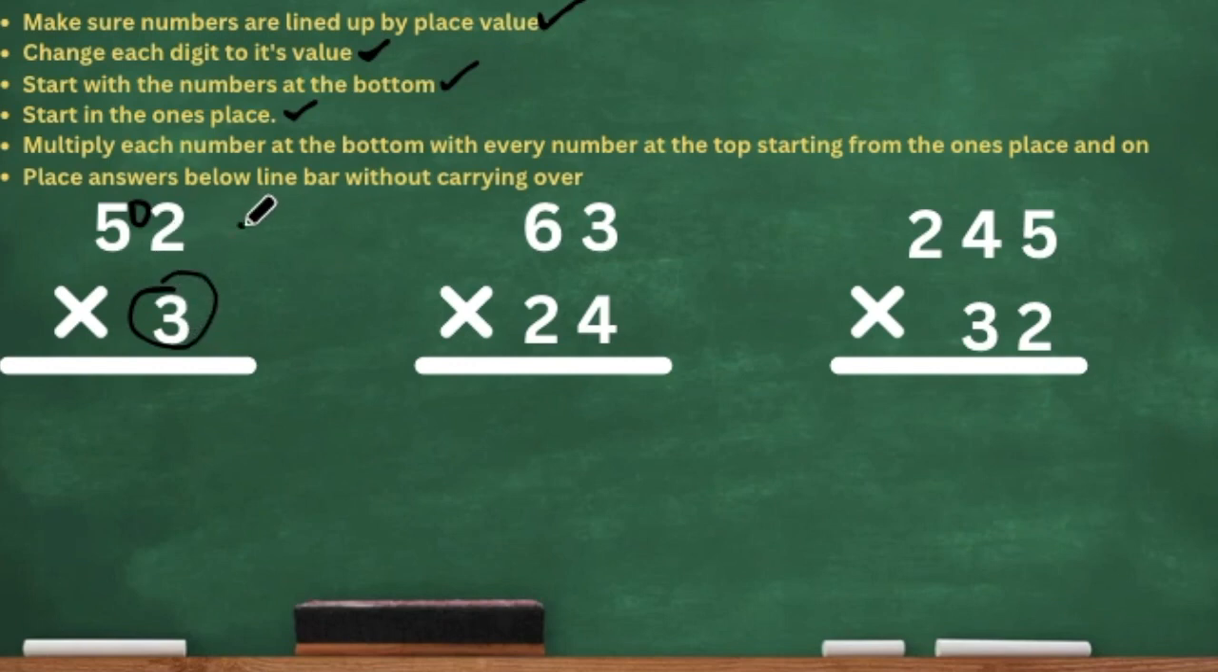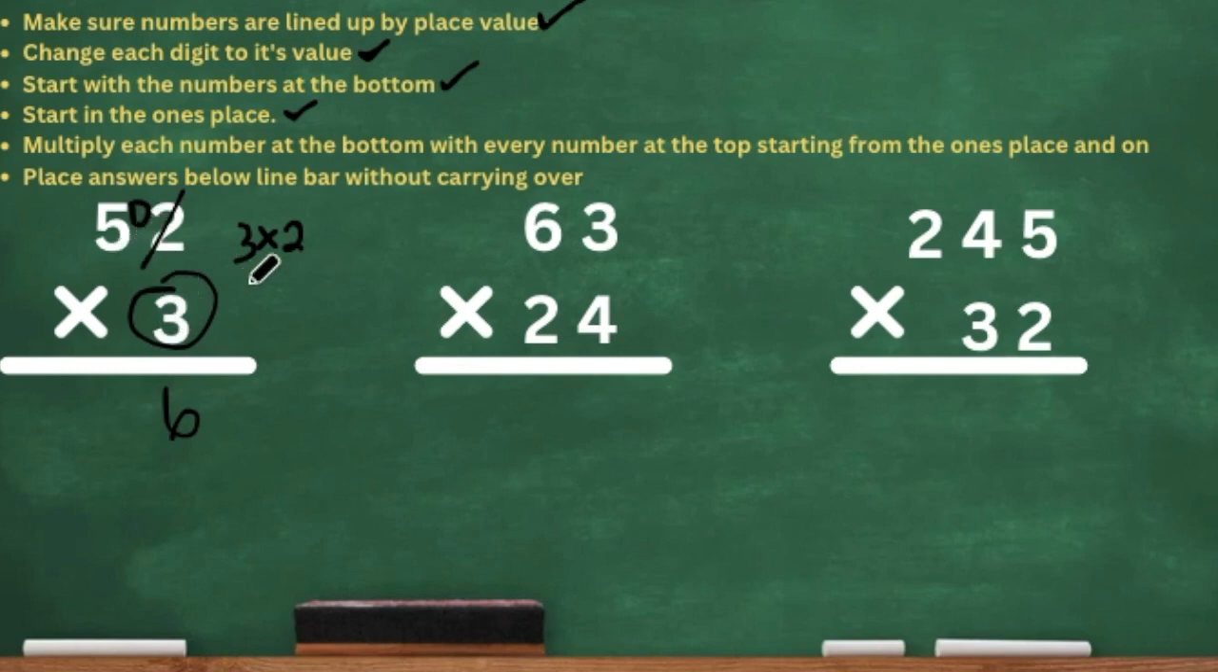I'm going to write my equations here on the side so my work can be organized and I can keep up with it. So 3 times 2, right? What is 3 times 2? 3 times 2 is 6. So I'm just going to place the 6 down here. That's all I'm going to do. Now I'm going to cross that 2 out because we're done with the 2.